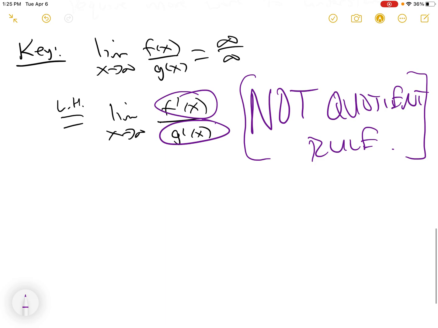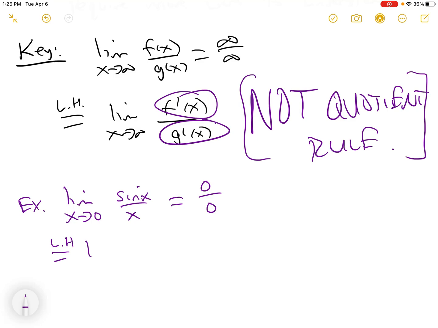So here's another example. What's the limit as x approaches 0 of sine x over x? The sine of 0 is 0, and x is 0, okay? So use L'Hopital's rule, and you get cosine of x over 1, and the cosine of 0 is 1. So there's the limit. So even though the function is undefined there, the limit is defined.